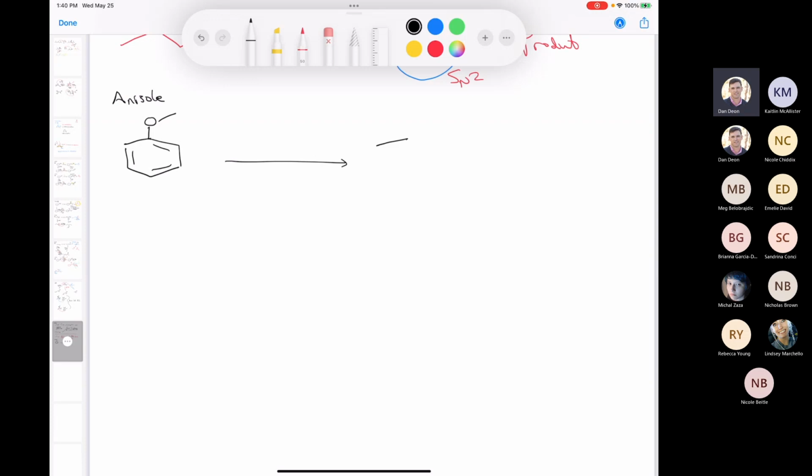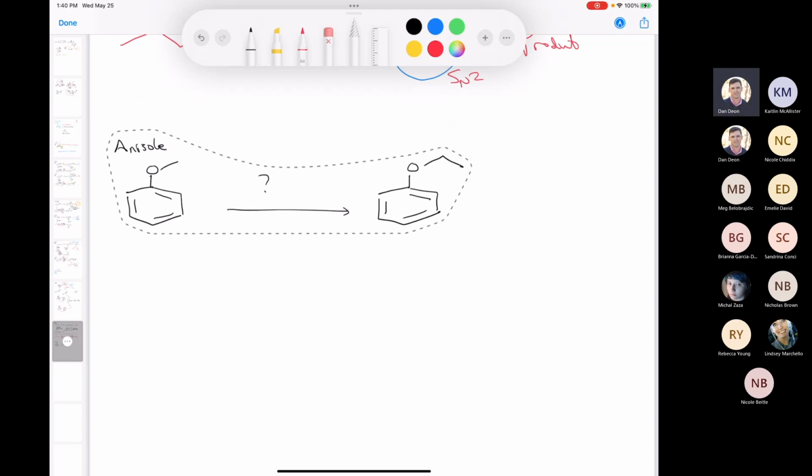Anyhow, so you take anisole and then you can convert it to ethoxybenzene. All right, could anybody figure that one out? Kind of a weird problem, but I like it. I really like this problem. Let me just move it down here a little bit.